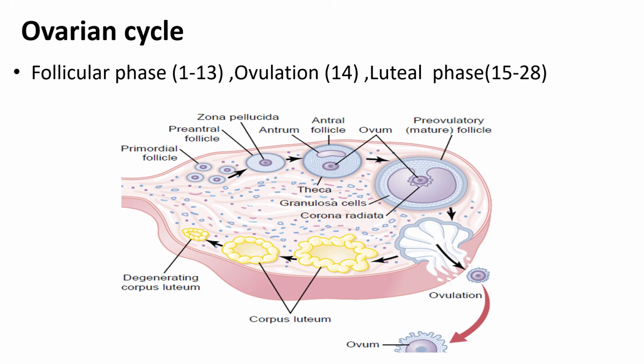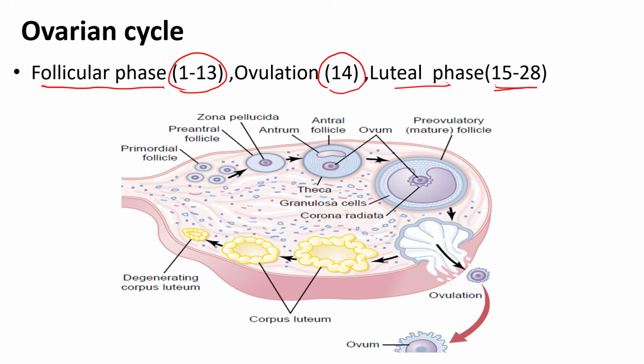So coming to the ovarian cycle, these 28 days are divided into, the first 13 days is the follicular phase, so development of a Graafian follicle. Then it is released on 14th day, it is called ovulation phase. Then it forms corpus luteum, that is called as luteal phase, which extends from 15 to 28 days.